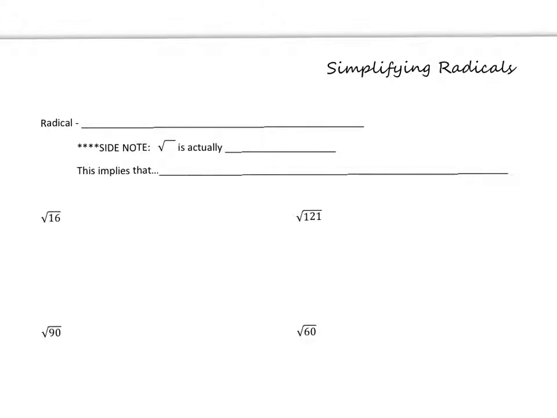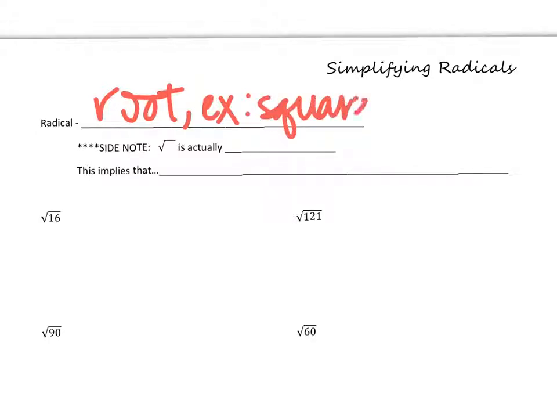So to begin with, a radical is most commonly referred to as a root, typically. So, for example, we typically call it a square root. That is most frequently what we use to describe radicals.